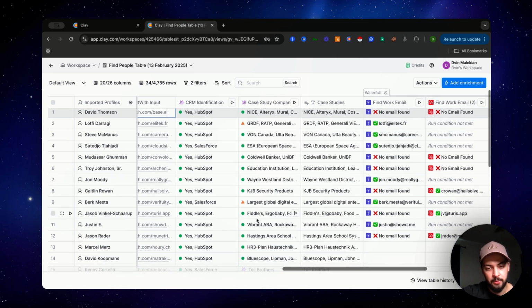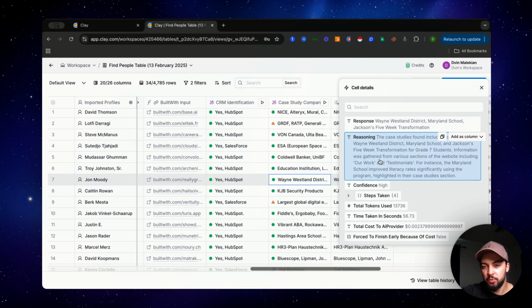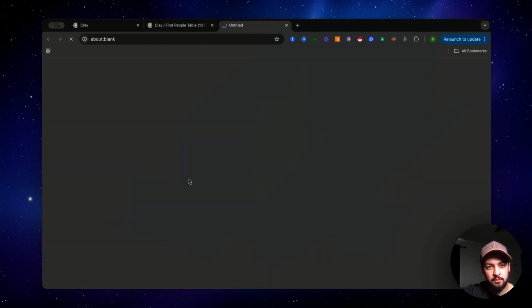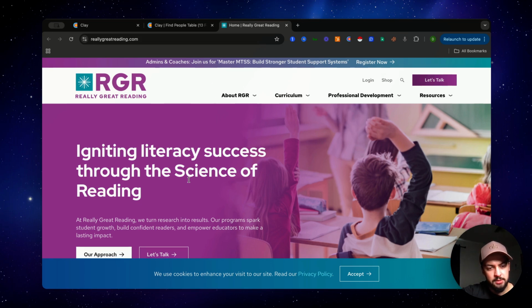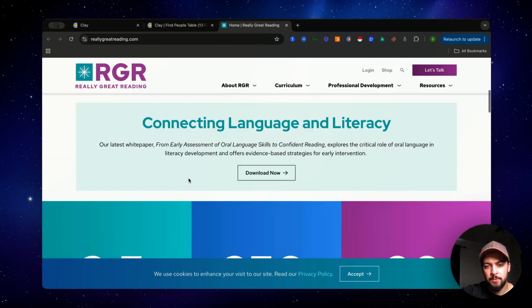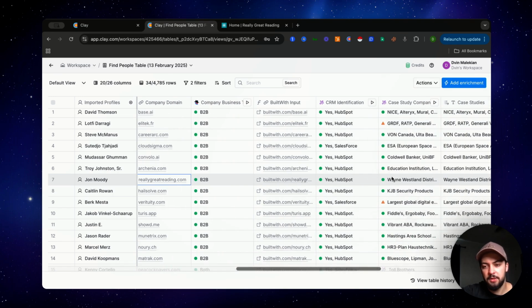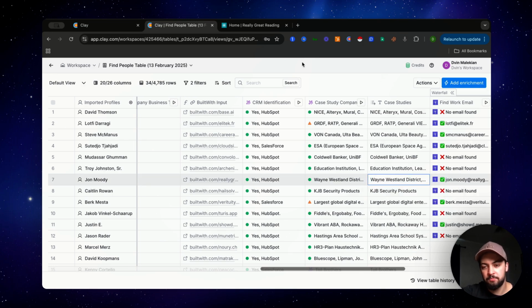So what it did, for example, was it went ahead and looked. As an example, we scraped this website. And if we look, they actually work with school districts, it looks like, and different schools directly. And if we go to this website, you guys can see they provide programs for kids at schools from what it looks like. So I 100% believe this because they have case studies around the schools. This is hyper specific. It found, for example, Wayne Westfield District, Maryland School, and Jackson 5-week transformation as the case studies. So right now we have a lot of good stuff that we can use in our email copy.